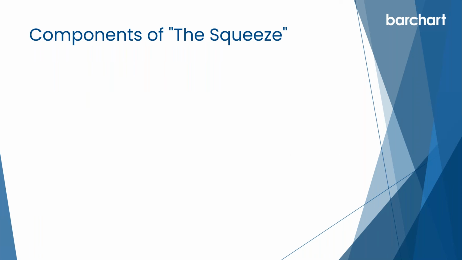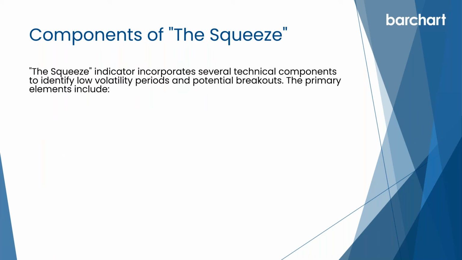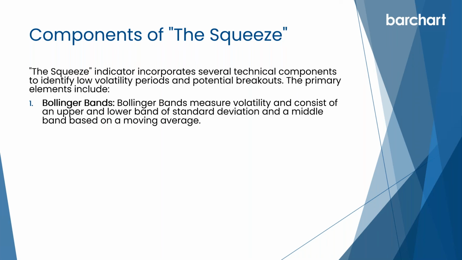So the squeeze incorporates three main components. Two are volatility indicators, and the third is a histogram. Now, the name "the squeeze" could be attributed to one of the volatility indicators, Bollinger Bands. If you're not familiar with them, Bollinger Bands are a measurement of volatility based on a standard deviation.